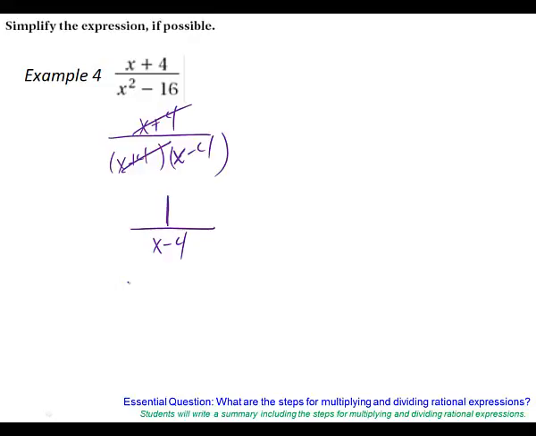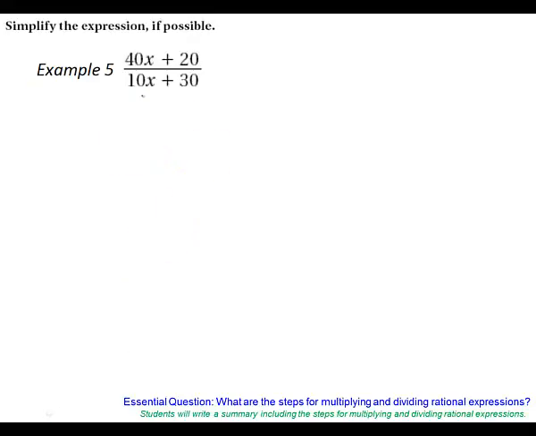Okay, let's see what the next couple look like here. Let's take a look at example 5 then. What can you take out of both the top and the bottom? 10. Good. Okay, everybody do it right now. You try it. Get the 10 out and see if you can figure out what cancels.